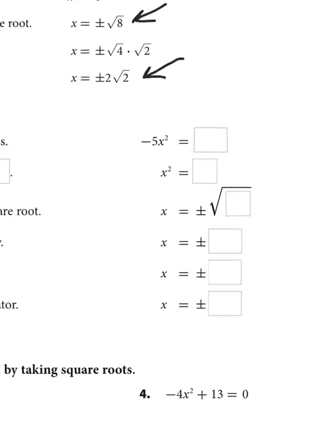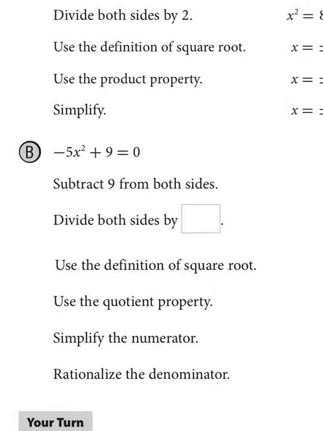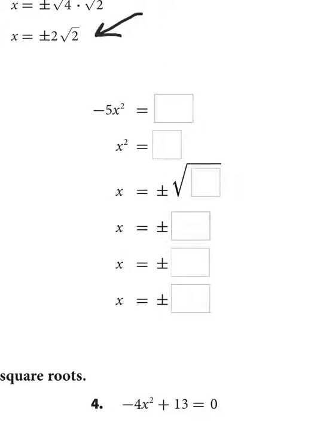Looking at example B here, the original equation is negative 5x squared plus 9 equals 0. So we need to begin by isolating that perfect square. So we're going to subtract 9 from both sides, divide both sides by negative 5, so that would give me a positive 9 over 5. At which point we can take the square root of the left side and the right side, where we get x equals plus or minus, don't forget your plus or minus sign, the square root of 9 over 5.